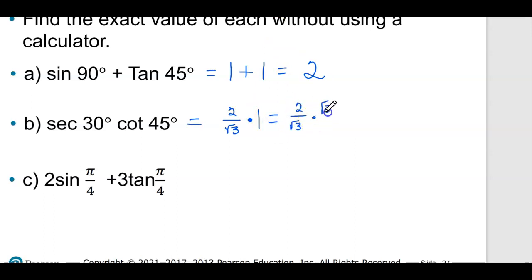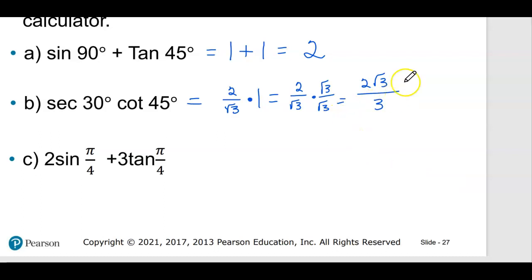So I am going to have to rationalize. I was hoping maybe something would cancel out, but it didn't. So I'm going to rationalize it. Square root of 3 times square root of 3, square root of 9, which is 3. So that answer is 2 square root of 3 over 3. See, now that's an answer your calculator wouldn't give you because it's in terms of the square root of 3. So a calculator would not be helpful there because we want the exact value, not the approximate value.